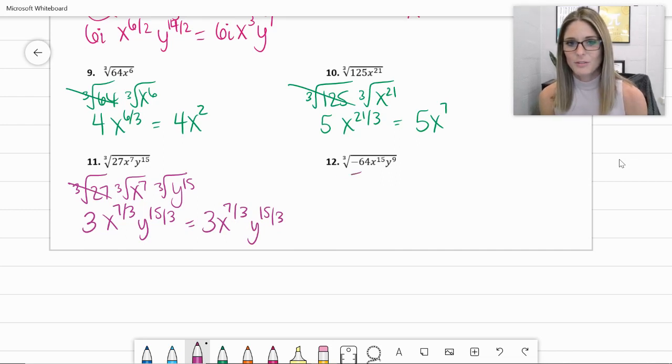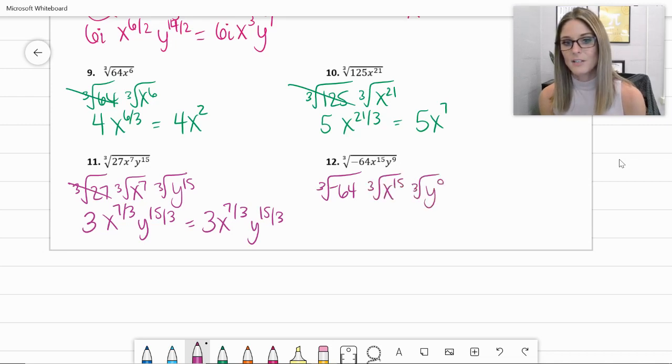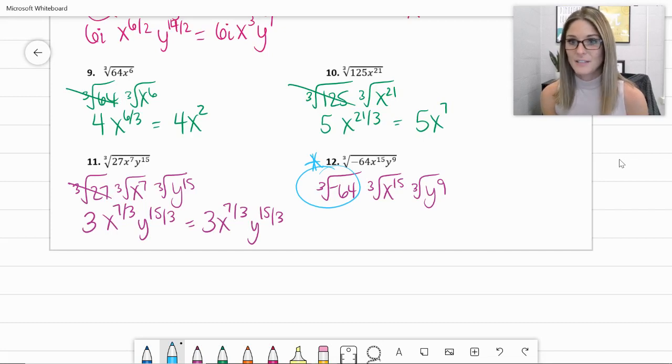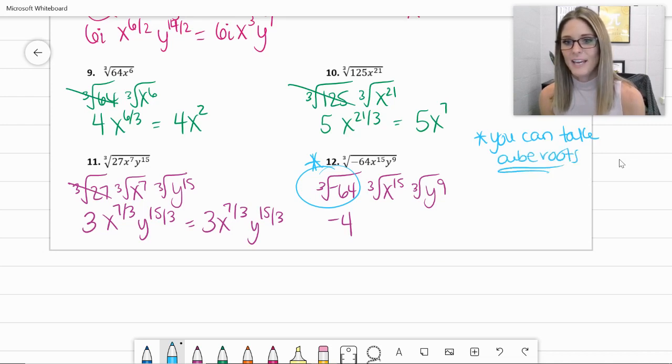And number 12, we've got the cube root of negative 64, the cube root of x to the 15th, and the cube root of y to the 9th. Now, a big deal. I want to make sure that you notice this cube root of negative 64. That is negative 4. I want to put a note over here that you can take cube roots of negatives. You can take cube roots of negative numbers.